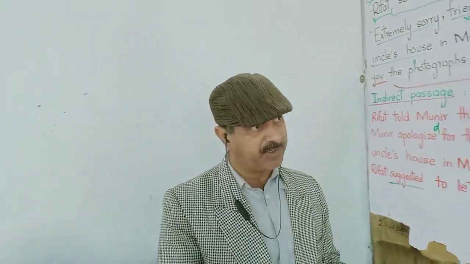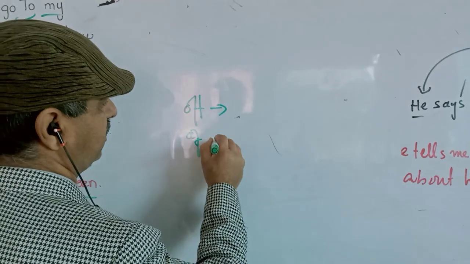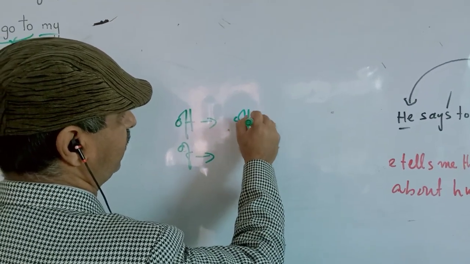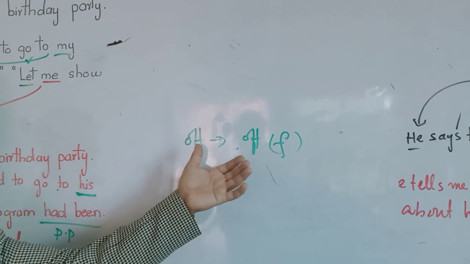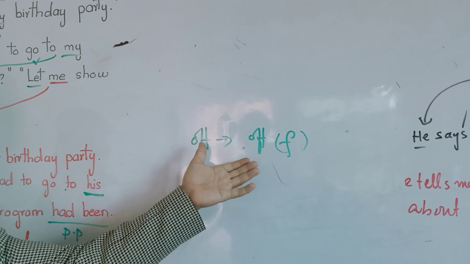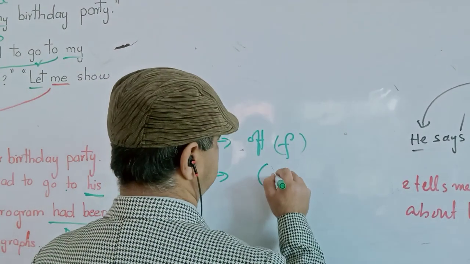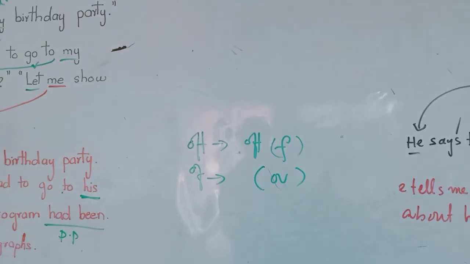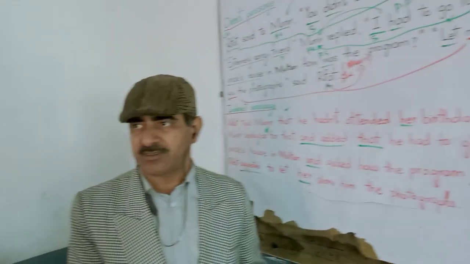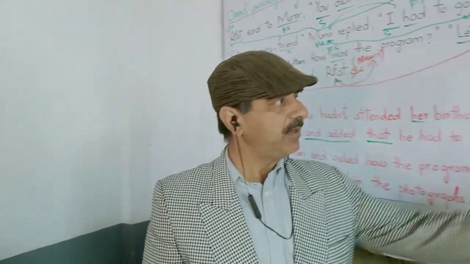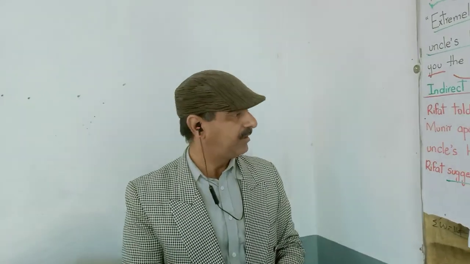And one more thing, about the pronunciation of these two words. How will you pronounce this one? It's "off". Fast sound is clear. When it is double F, we pronounce the fast sound, "off". When it's a single F, we pronounce it like "ov", no fast sound. Double F, "off". Single F, "ov". Clear? I think it's okay.